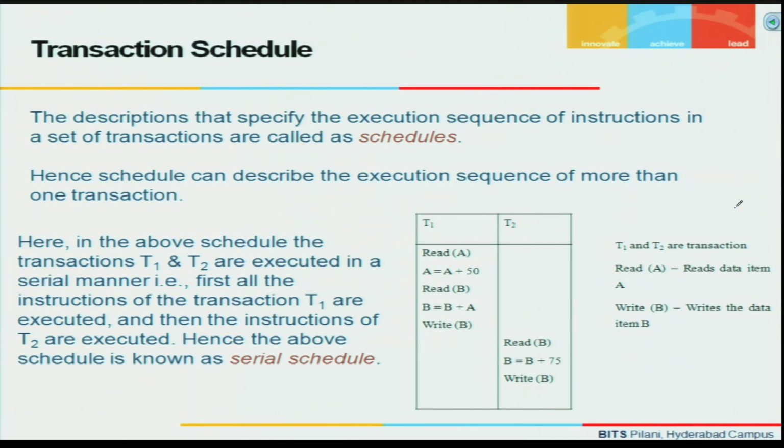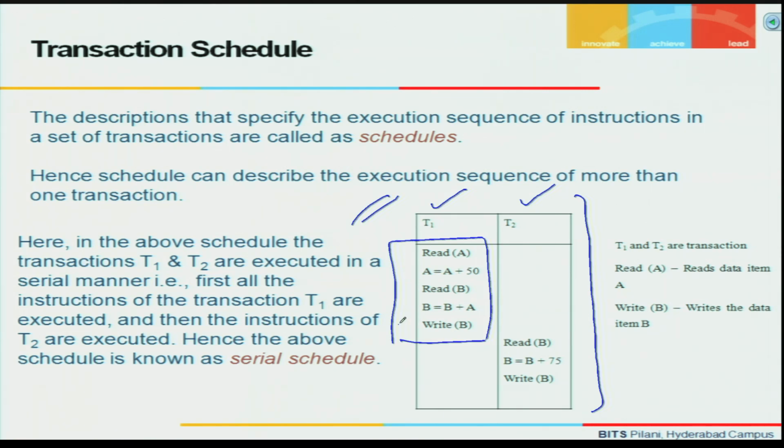Now let us have a look at what a transaction schedule is. The descriptions that specify the execution sequence of instructions in a set of transactions are called schedules. Hence, a schedule can describe the execution sequence of more than one transaction. If you look at this diagram, this is called a schedule, and it has transaction T1 and transaction T2. These are the instructions that are part of the transaction. A transaction is nothing but a collection of instructions, and T2 has these three instructions.